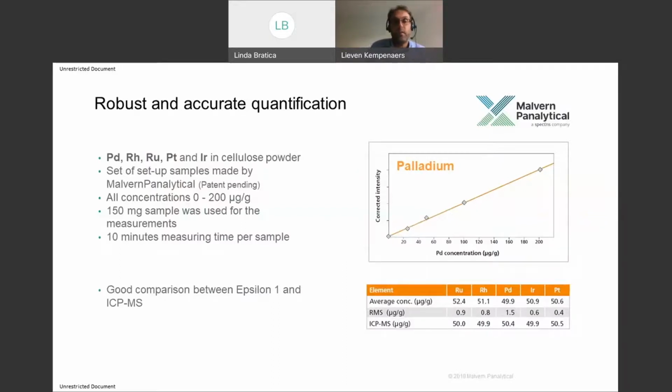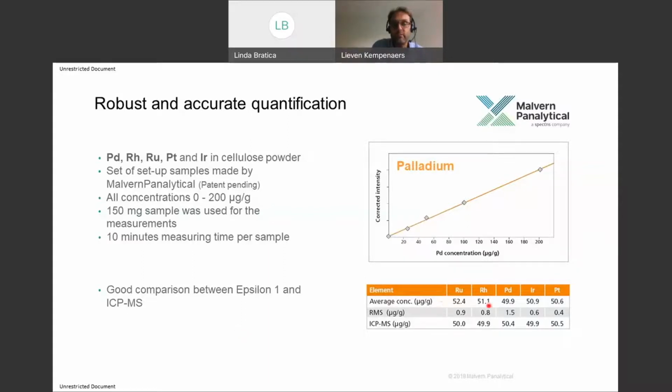This is an example of the results. So the calibration of palladium from 0 to 200 ppm. In this case, that's how we have set it up. And also the nice thing that I want to point out is the good comparison between the Epsilon 1 data and the ICP-MS data. So we also sent those samples to a third party, analyzing the samples with ICP-MS.